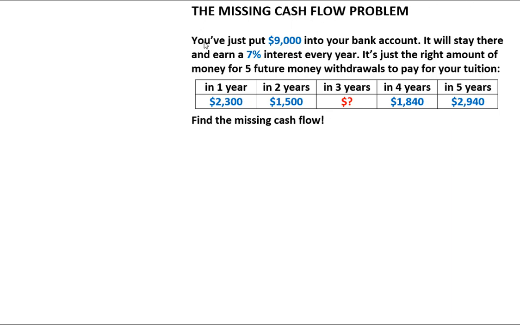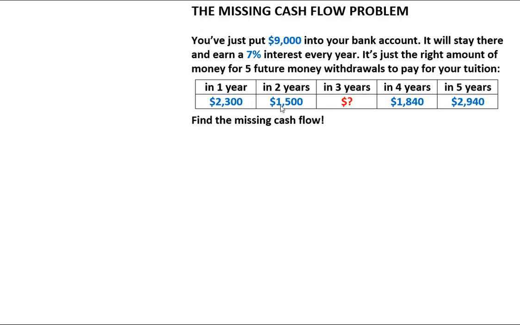Let's look at the following problem. You've just put $9,000 into your bank account. It will stay there and earn a 7% interest every year. It's just the right amount of money for 5 future money withdrawals to pay for your tuition.